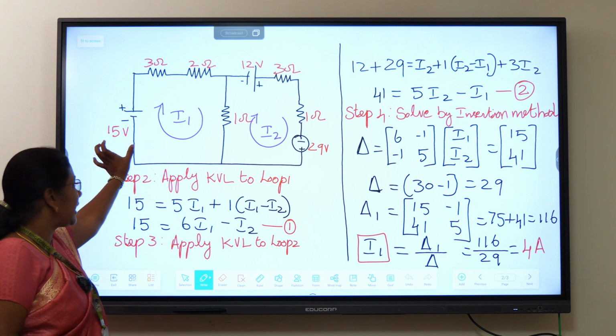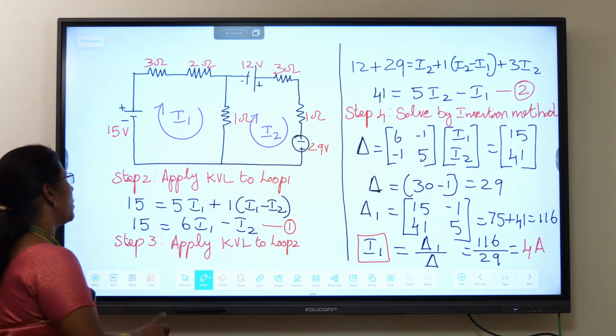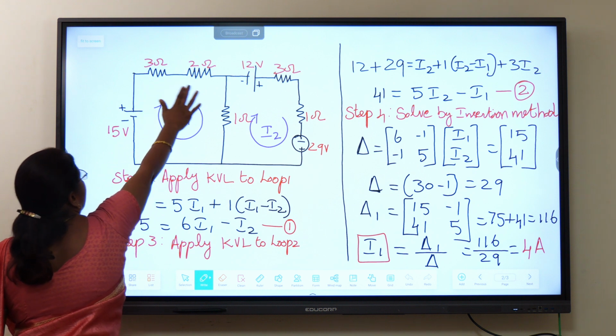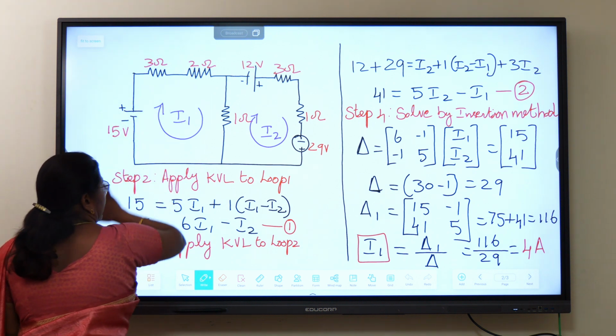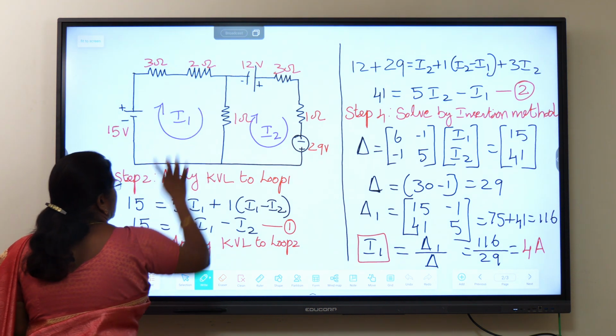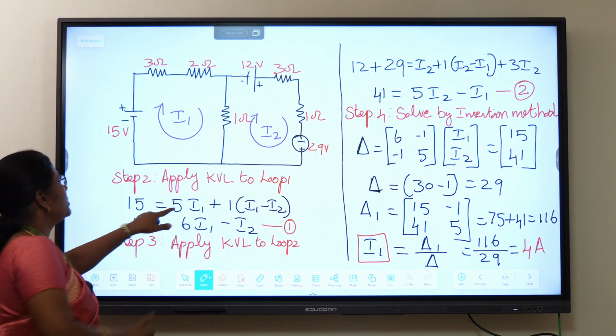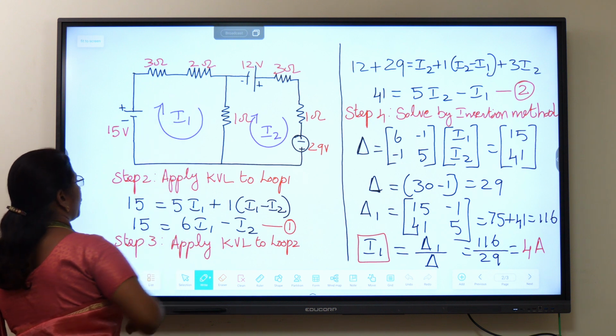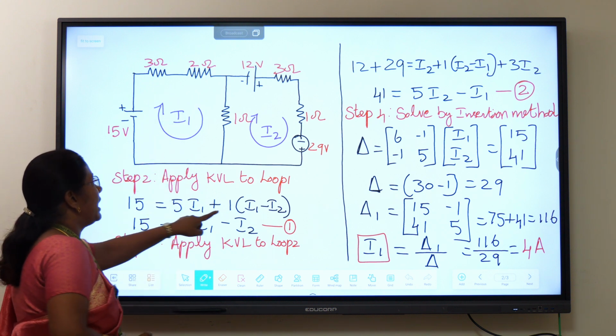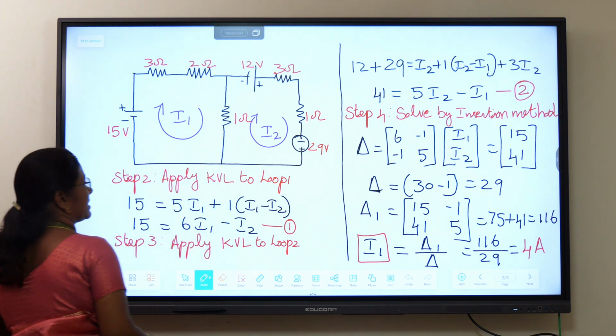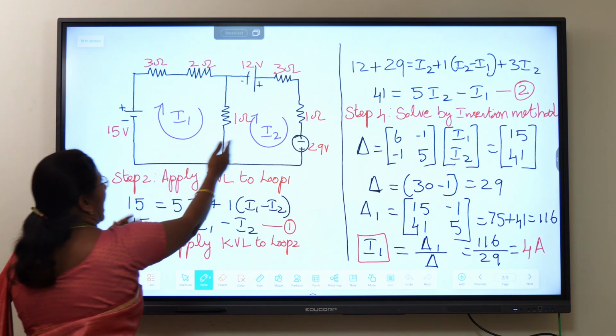The total voltage source is 15 volt, which is equal to the voltage across the two series resistances, the 4 ohm and the 1 ohm resistance. Since both are in series, I have taken it as 5 ohms. Then the current flowing through this is the I1 current, plus the center resistance, which has the current of I1 as well as I2.